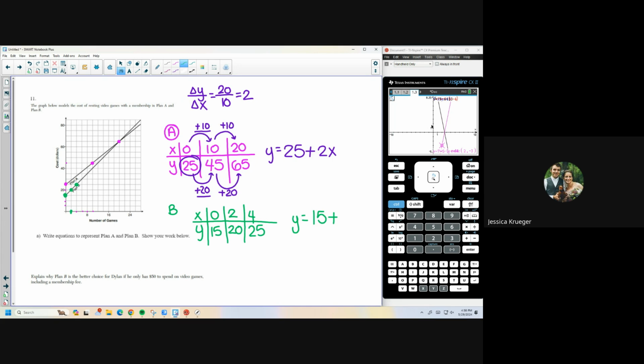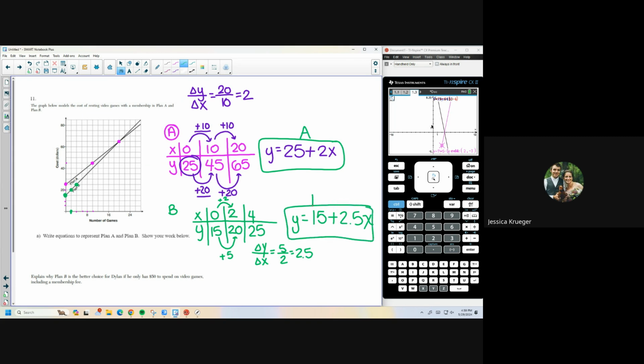I just need to figure out what I'm adding. Well, when X goes up by 2, Y goes up by 5. So if I do change in Y over change in X, I get 5 over 2. And then if I use my calculator, it comes out to be 2.5. So here's my equation for plan A. Here's my equation for plan B.